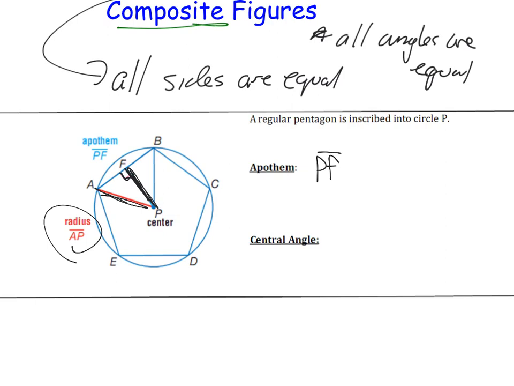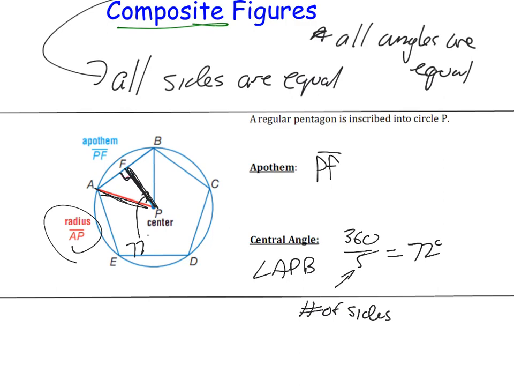My central angle is from my center. A good central angle would just be APB. That would be a fine central angle. Since it's a pentagon, I take 360 divided by 5 because that's my number of sides, and I get 72 degrees. That's how big this angle is, 72 degrees.